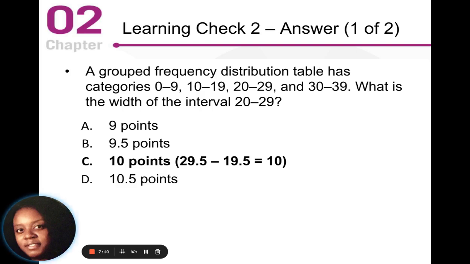And the correct answer is going to be 10 points, because you would look at 29.5 minus 19.5, which would give us 10. And that's going to tell us the width of that interval. What's right above, what's right below.